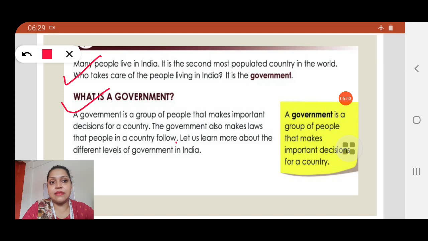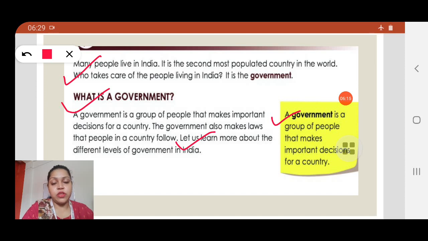Then let us learn more about the different levels of government in India. So there are different levels of government in India. Okay, let's see what are the different parts of a government in India. So what is a government? A government is a group of people that makes important decisions for a country.